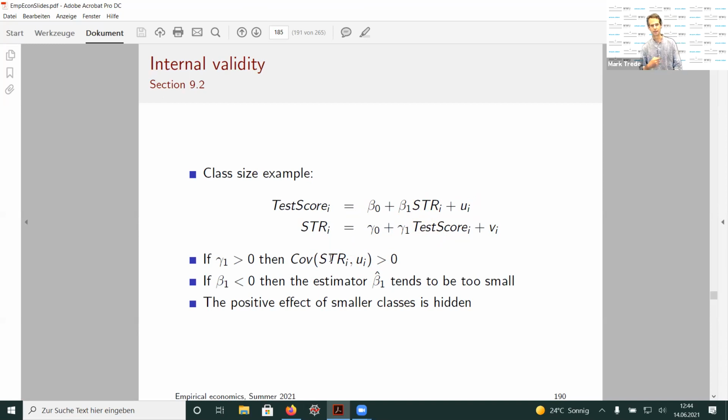Okay? And in that case, if the beta 1 coefficient is negative, I think we can safely assume that it is, then our estimator would be too small. Okay? So the positive effect of smaller classes would be hidden in this case. We would think that it's actually less than it is in reality.